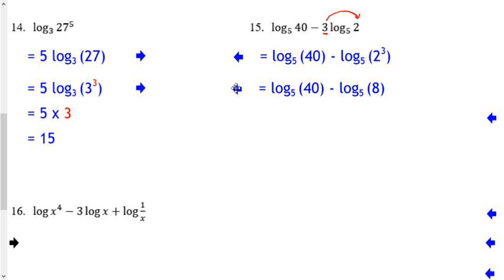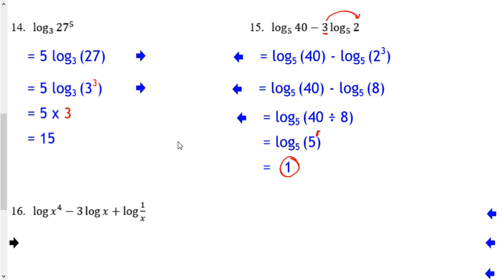First, I rewrote that 2 cubed as an 8, and then I can do 40 divided by 8 inside a single log base 5. 40 divided by 8 is 5. That invisible exponent is a 1. There we go. And so 1 is our final answer.